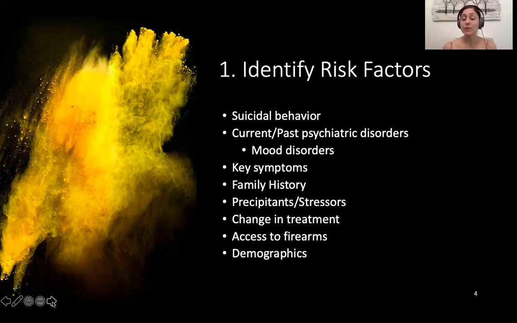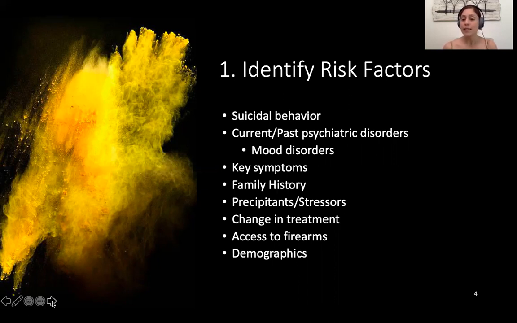This can also include medical illnesses like chronic pain issues or terminal diagnoses. It can include family turmoil or chaos, history of abuse, and I've already mentioned recent death. Next is change in treatment. So a client who's recently been discharged from a psychiatric hospital, for example, or who has lost their provider or their therapist for some reason, is at heightened risk.